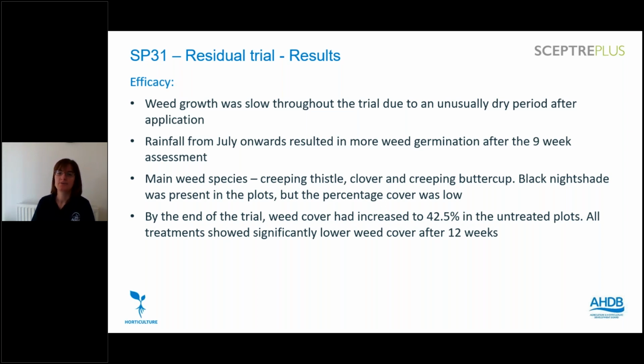But by the end of the trial, the weed cover had increased to around 42.5% in the untreated plots. So it had got to quite a good high stage and good for us in terms of looking at our results. And all of the experimental treatments showed significantly lower weed cover after 12 weeks.